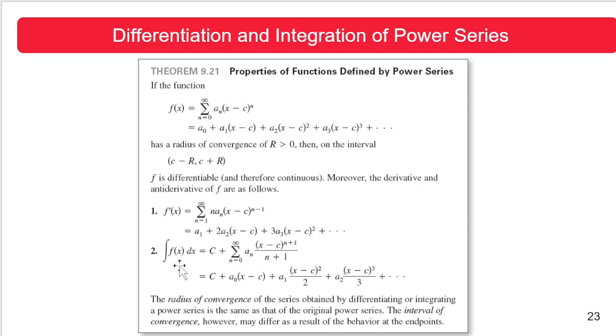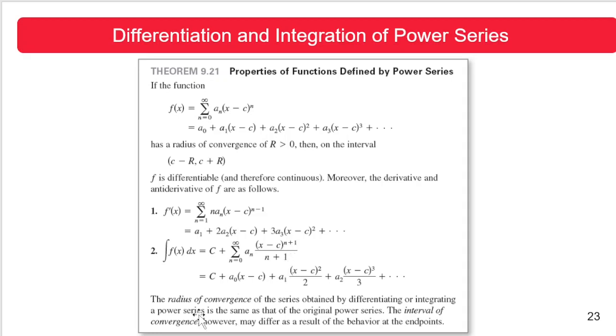On the other hand, the integral of f of x dx is equal to the constant of integration C plus the summation of a sub n times (x minus c) raised to n plus 1 all over n plus 1, where n is from 0 to infinity. This is equal to capital C, the constant of integration, plus a sub 0 times (x minus c) plus a sub 1 times (x minus c) squared all over 2, plus a sub 2 times (x minus c) cubed all over 3, and so on and so forth. To integrate this, we should have our previous knowledge of integration. Here we apply the power formula by adding 1 to the exponent and dividing by the exponent plus 1. So you have here (x minus c) raised to n plus 1 all over n plus 1.